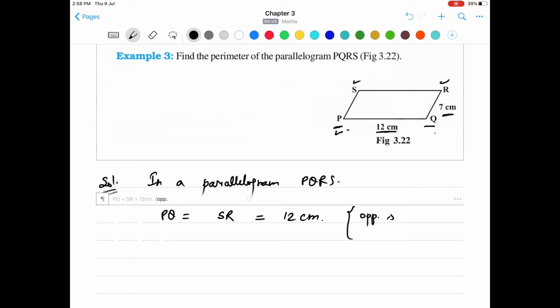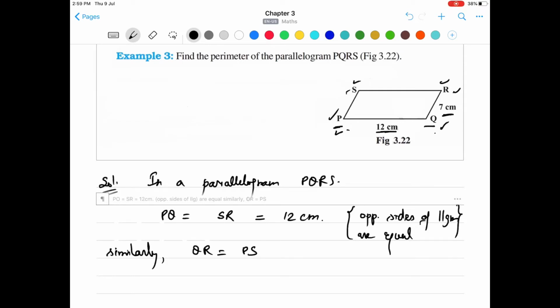Opposite sides of a parallelogram, this is the symbol for parallelogram, are equal. So we'll write this reason: opposite sides of a parallelogram are equal. That's why PQ is equal to SR. And then we write similarly, side QR will be equal to side PS, which is equal to 7 centimeter. The reason for this is again the same: opposite sides of a parallelogram are equal.